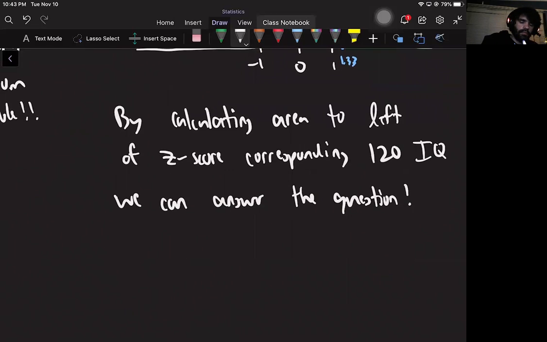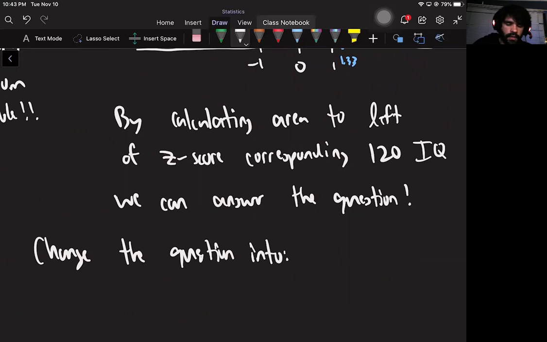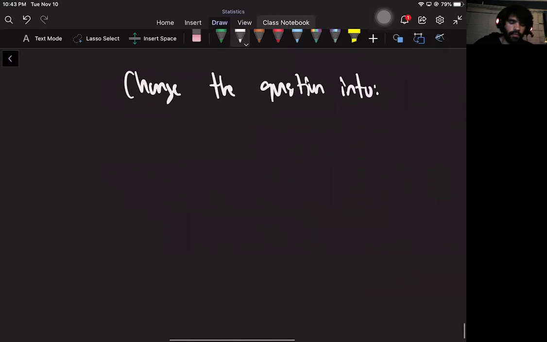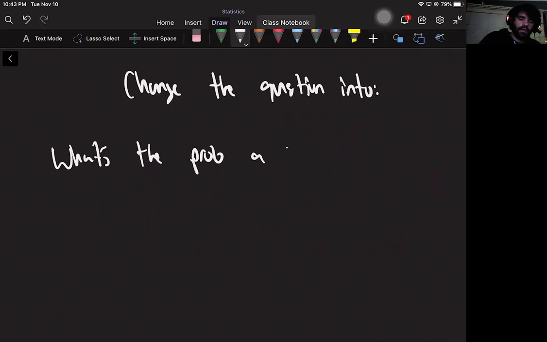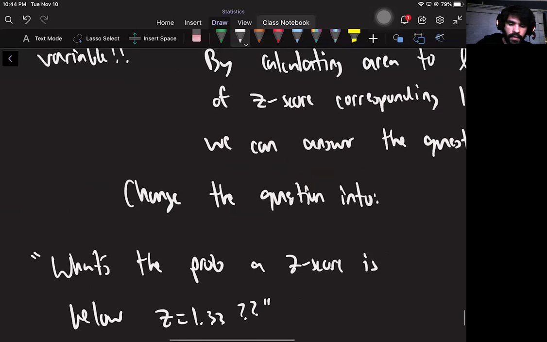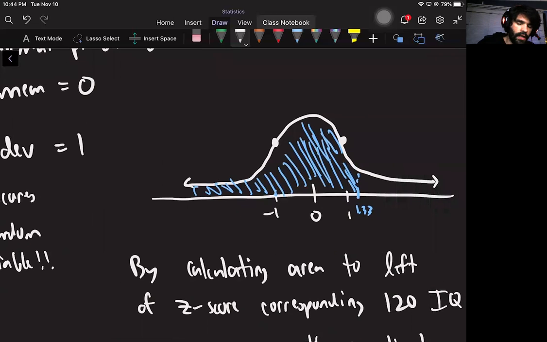So basically the question becomes this. Instead of saying what's the probability of the IQ being below 120, the question becomes what's the probability a z-score is below 1.33. So we change it into this question, but they're secretly the same question written differently. They have the same answer. So I find this blue area, and this blue area has been pre-calculated for us.